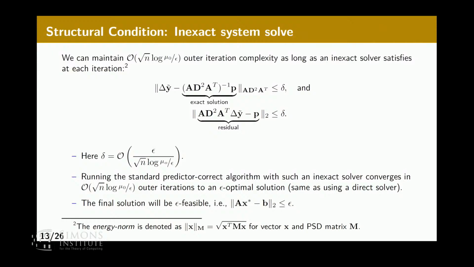However, the final solution will not be exactly feasible. It will be epsilon feasible. You lose feasibility, and you need to be a little bit careful in the analysis to make sure that this loss of feasibility does not propagate in a bad way. So this was kind of the first result we got. I suspect that some variant of this result should be known to numerical analysts because in practice, that's what everybody does. They don't solve the system exactly. They use some iterative method to solve it.